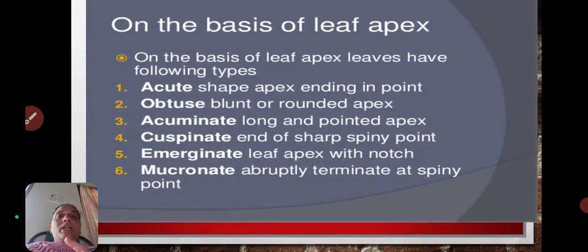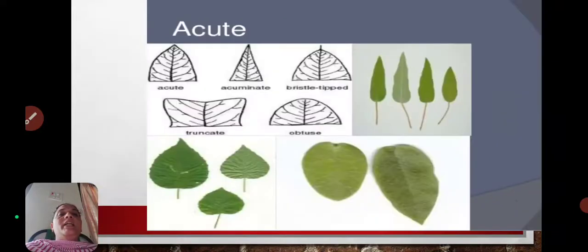In the acute, the shape of the apex ends in a point, just a point, and in the acuminate, the apex is long and pointed. Okay, next, cuspidate, ending with a sharp spiny point. It only ends with a sharp spiny point, but in the acuminate, the apex is long and pointed. In the cuspidate, it ends in a sharp spiny point, but it is not long. Okay, this is not long. And the emarginate has a brief apex with a notch. And the mucronate abruptly terminates at a spiny point.